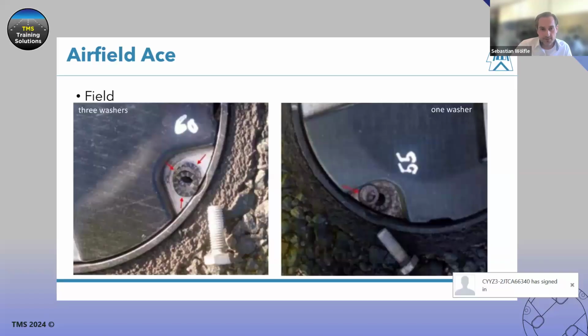Next picture, please. So what also can happen, the safety washers or the lock wedge washers, however we want to name it, they can be assembled in a wrong way. In this situation, they are assembled on the left side with 3 washers and on the right side with only 1 washer. Either way, the function won't work.